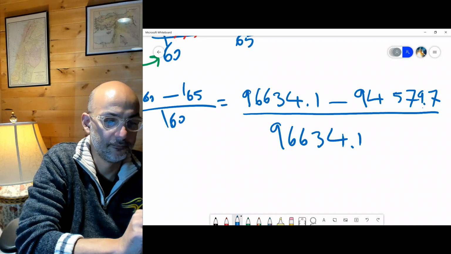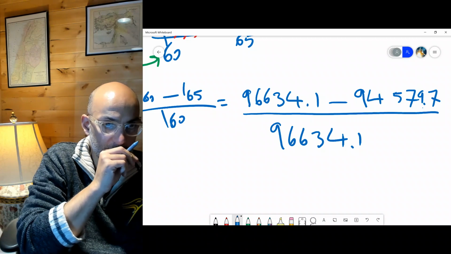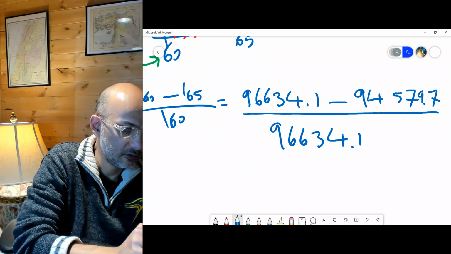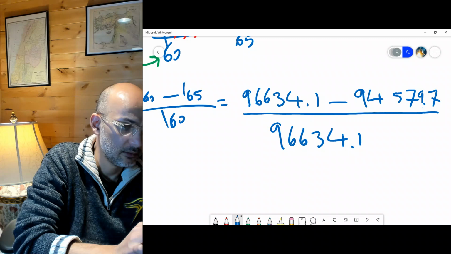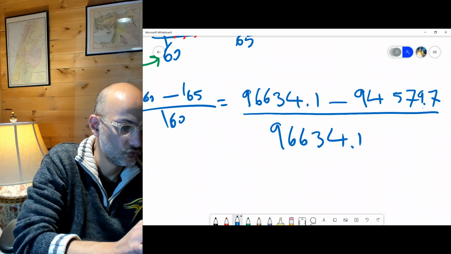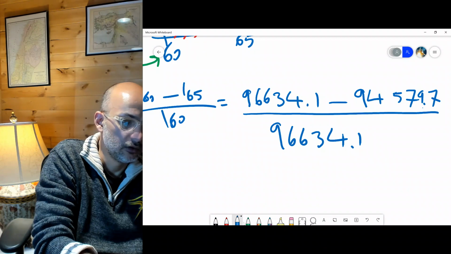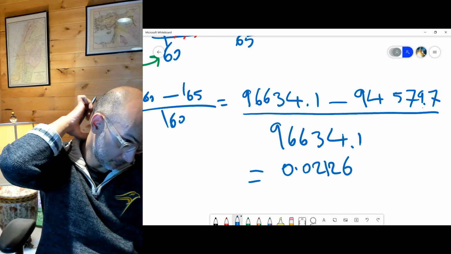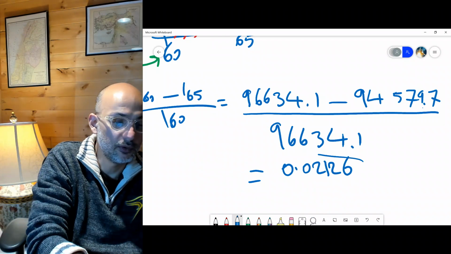Let's do this one. Do I get it right? Yeah. 966,634.1 minus 94,579.7 divided by 966,634.1. This is what I got: 0.021 26 596. Yeah, this is what I got, right?